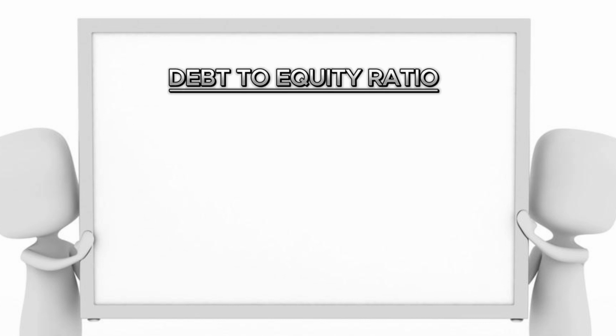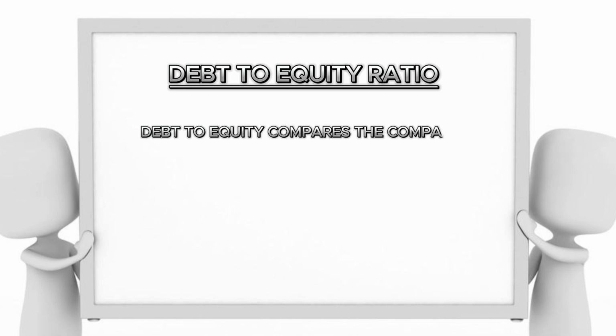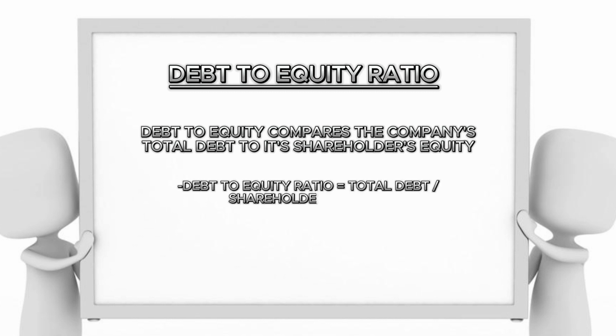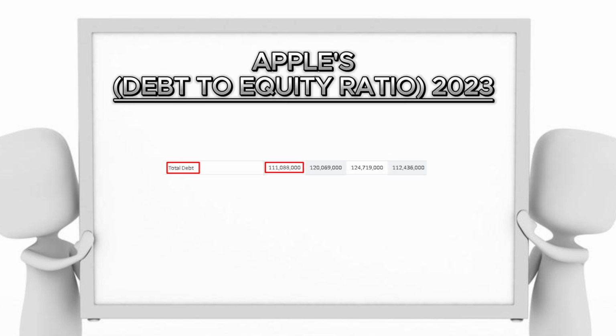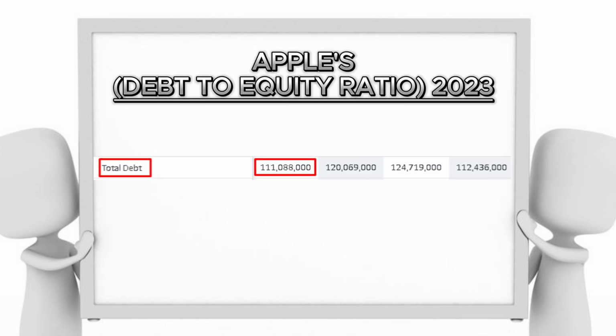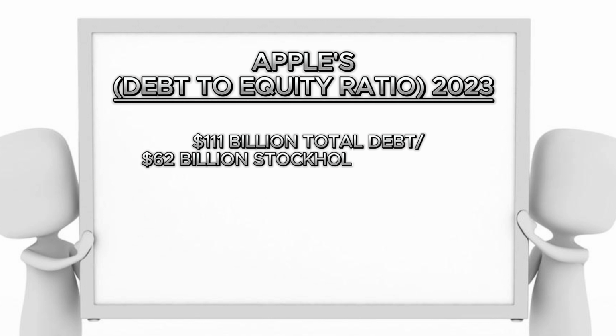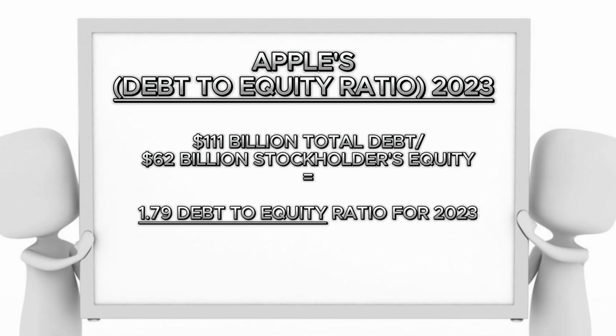Another ratio we are using to check the company's health is the debt-to-equity ratio. This ratio compares a company's total debt to its shareholders' equity, reflecting its leverage and financial risk. The formula is debt-to-equity ratio equals total debt divided by shareholders' equity. Apple in 2023 had a total debt of $111 billion and stockholders' equity of $62 billion, so the debt-to-equity ratio would be 1.79.